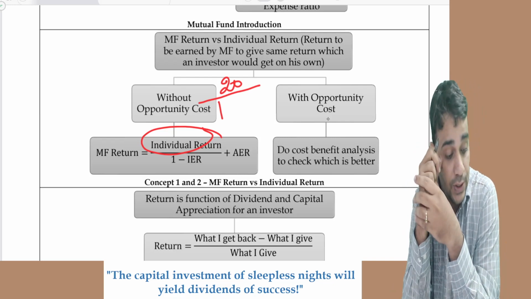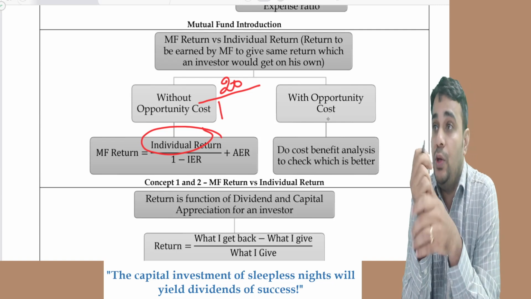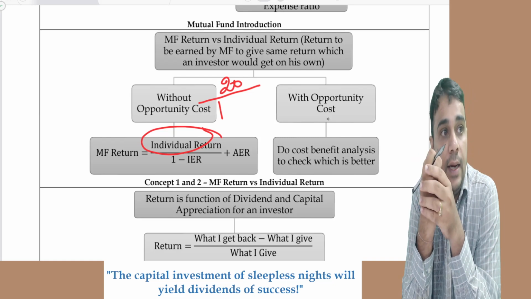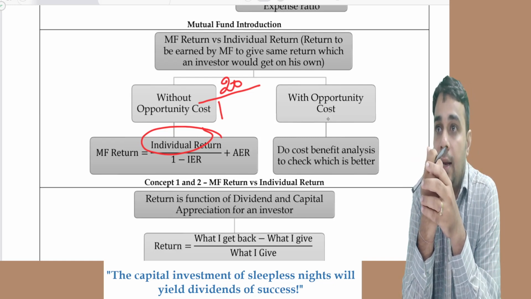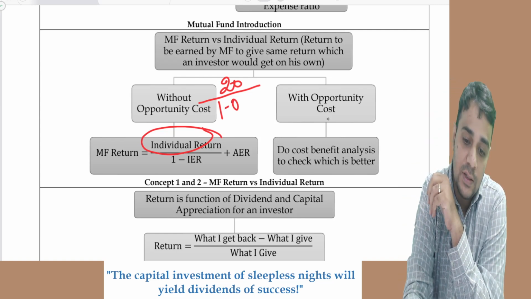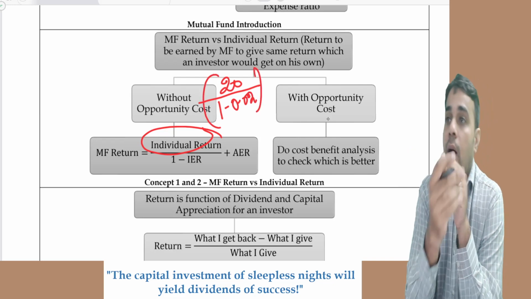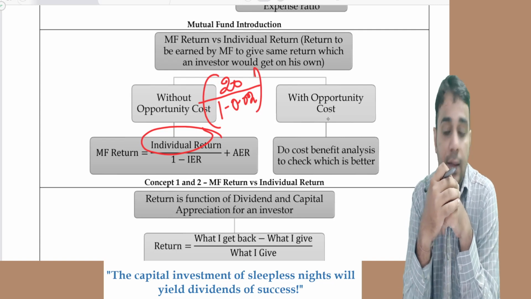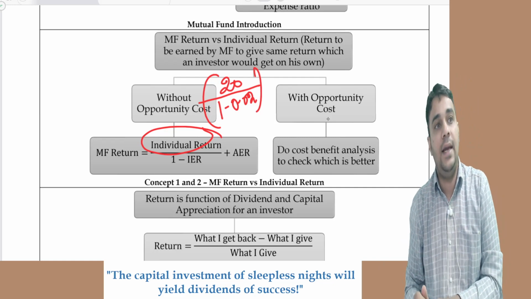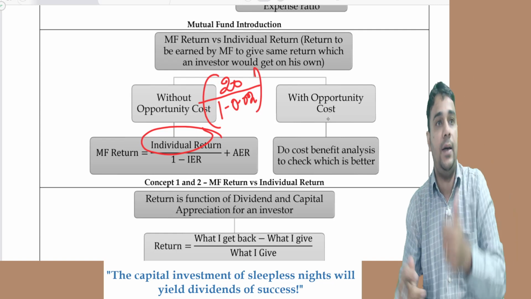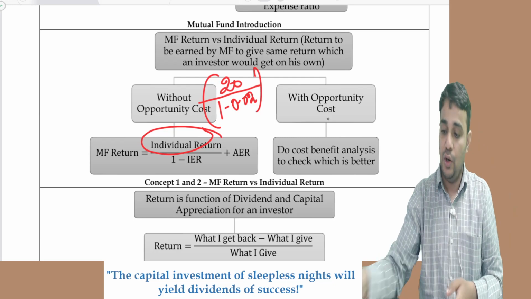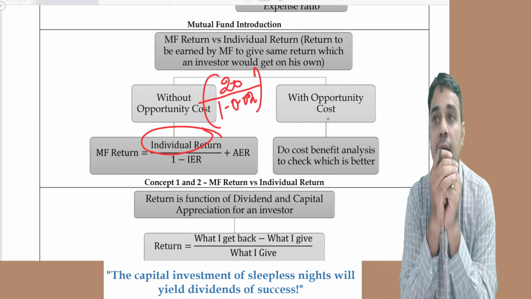What is the initial expense ratio? When I started the fund, you gave me 100 rupees, but I received only 98. 2 rupees went as flotation cost, underwriting commission, all those expenses which you normally incur. So 1 minus 0.02. Why am I subtracting? Because now I have to earn 20 on 98 rupees, so the percentage will be more than 20. In the calculator, do 20 divided by 0.98. 20.41.